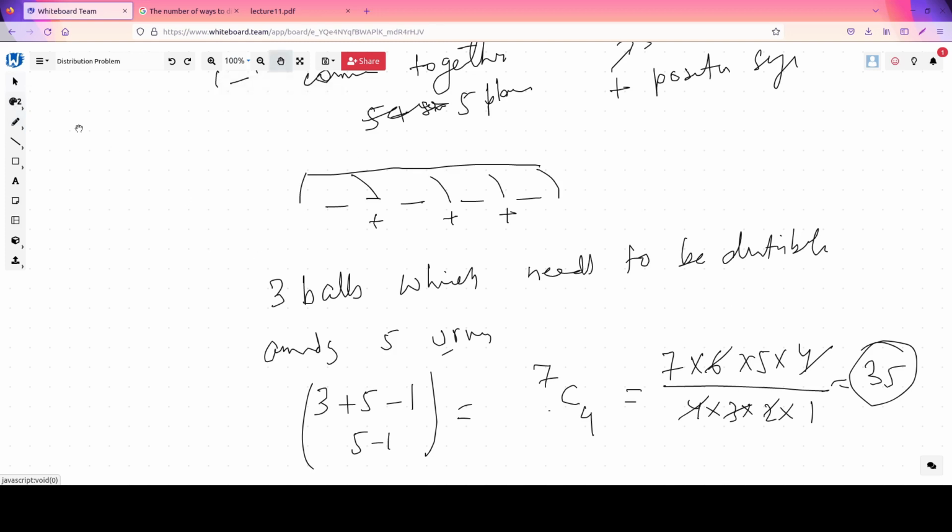We are now done with 11 parts out of the 16, and we are left with 5 more distribution problems, which I will be taking in the next session.